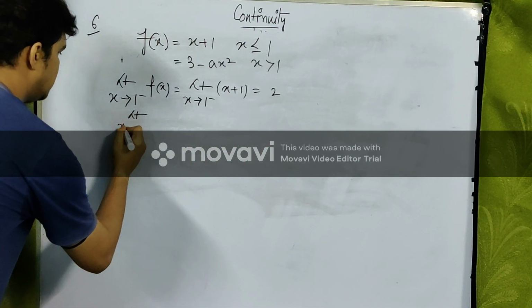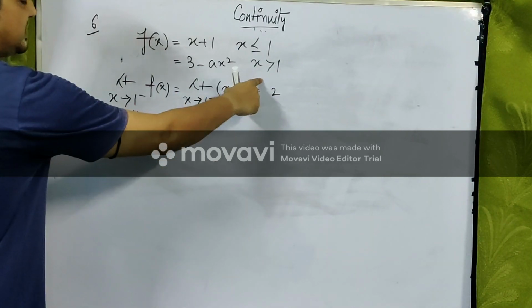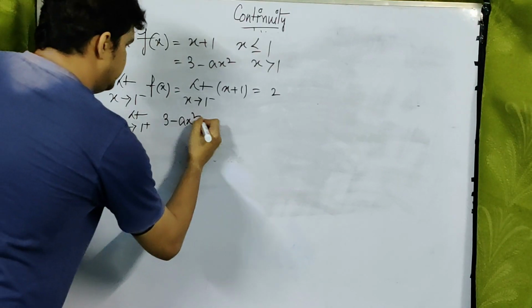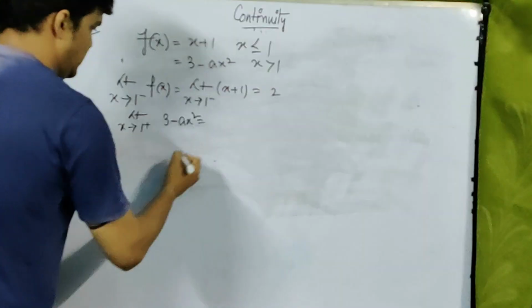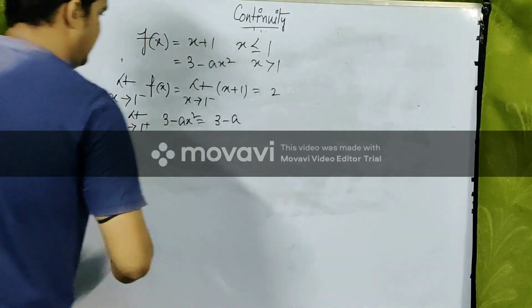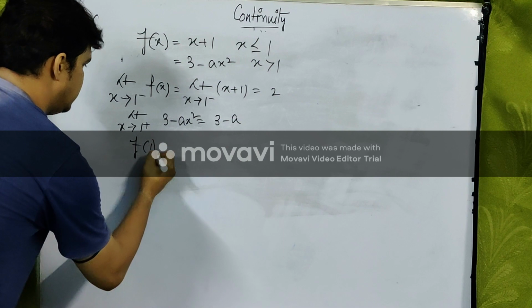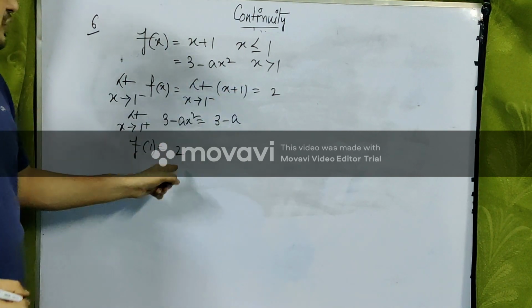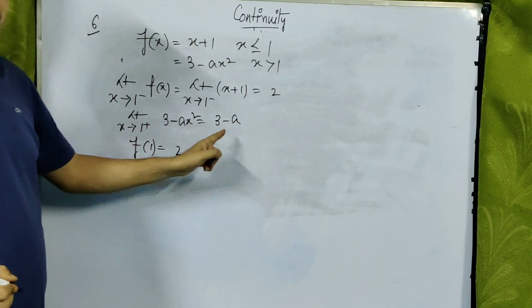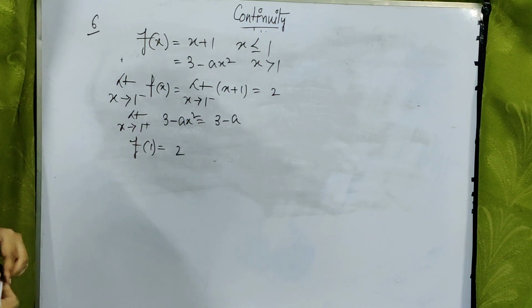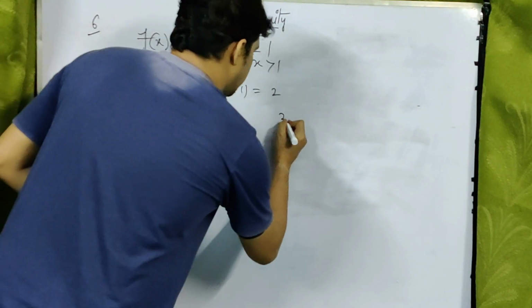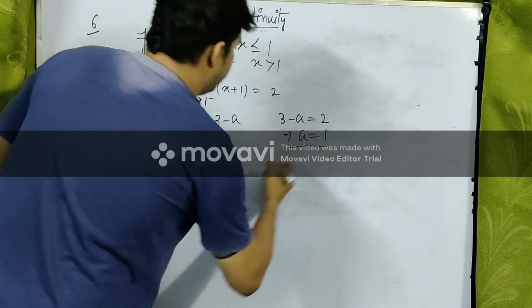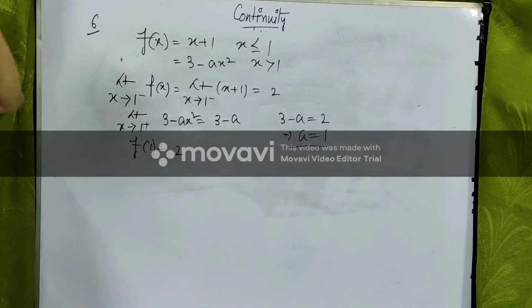Again, limit x tending to 1 plus f(x). How is it defined? When the value of x is greater than 1, 3 minus a x square. So this equals, if I put x equals to 1, 3 minus a. And what is the value of f(1) when x equals to 1? If I put x equals to 1, I will get 2. Now these three should be the same, these two are already the same. So this one should be equal to this one to make this function continuous at the point x equals to 1. So if I make these two equal, 3 minus a equals to 2, or the value of a equals to 3 minus 2, 1. So the value of a equals to 1 as the function is continuous at the point x equals to 1.